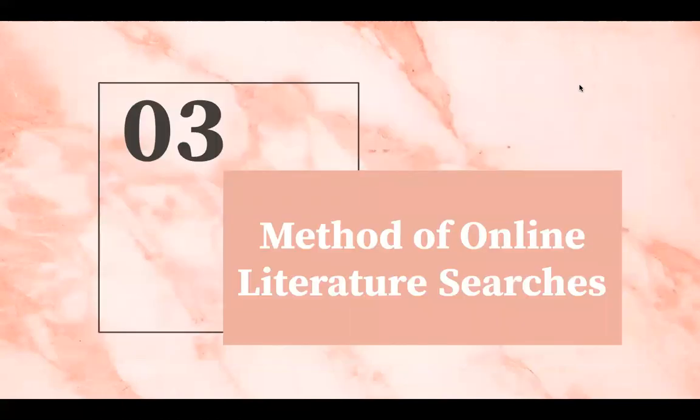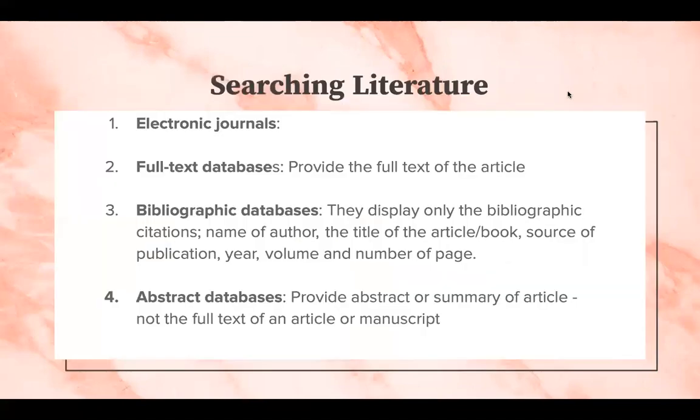The method of online literature searches is the third part. In the past, one had to manually go through several bibliography indexes, which list the journals, books, and other sources in published work. However, modern technology has brought a set of advantages that helped researchers focus on their material. These are four electronic resources that are commonly at their disposal.